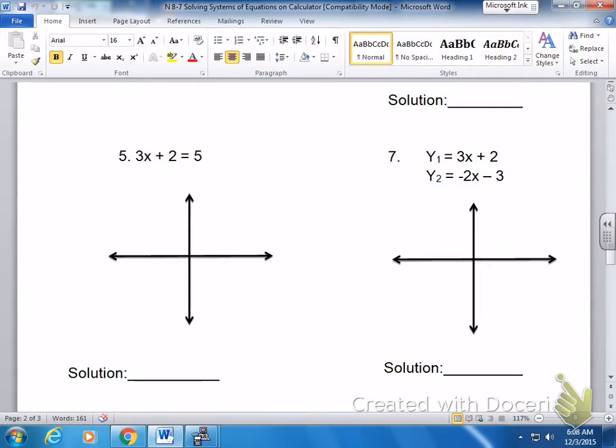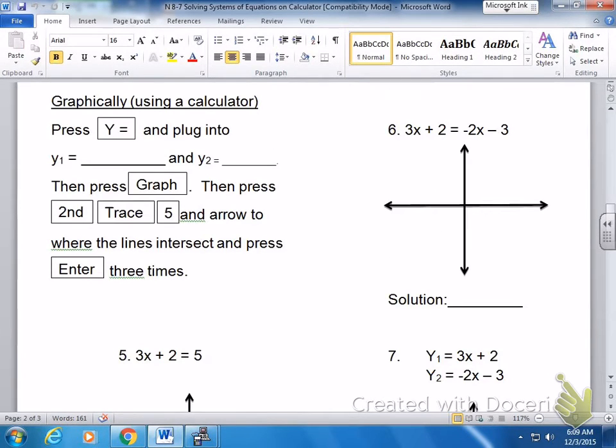Now if these two things are equal, what we can do is put them both in the calculator. We can say that one of these, the 3x plus 2, is a y1 value, and 5 is a y2. So what we're going to do is go back up our page a little bit to this top one, and we're going to press y equals on our calculator, and we're going to say our y1 is what we said a second ago, 3x plus 2, and our y2 is 5. Because if we can find the intersection, then we can find out what our x value is.